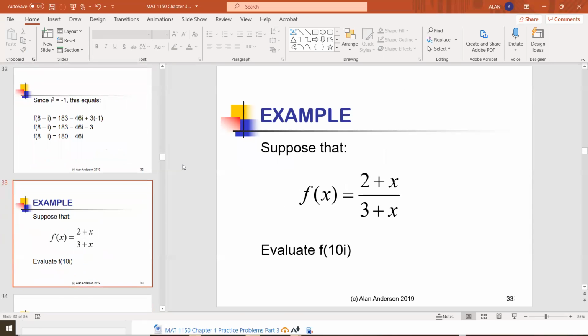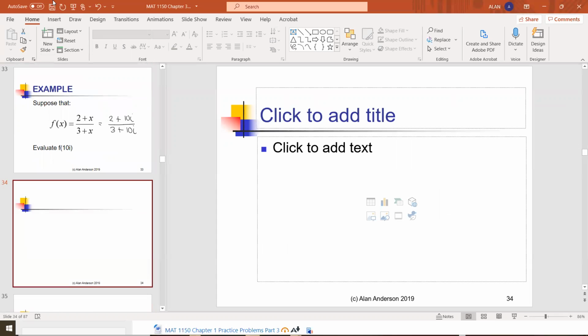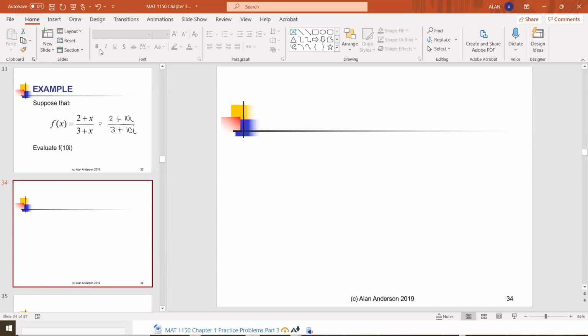Let's evaluate it. Now, this is a straightforward one because you're just replacing all the x's with 10i. So look how easy this is. But you know what? We're not done with it, are we? No, because we still have a complex number in the denominator, which means that we're going to do one more step, and that is multiply by the complex conjugate. Let's not forget about that little detail. Remember, we're trying to avoid having complex numbers in the denominator. So let's try this.